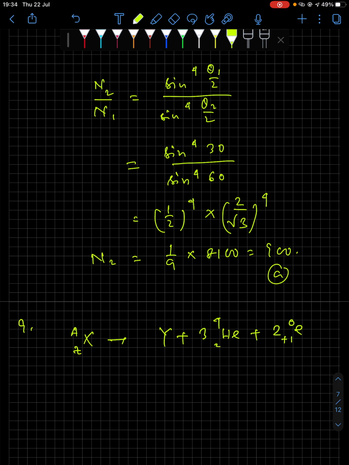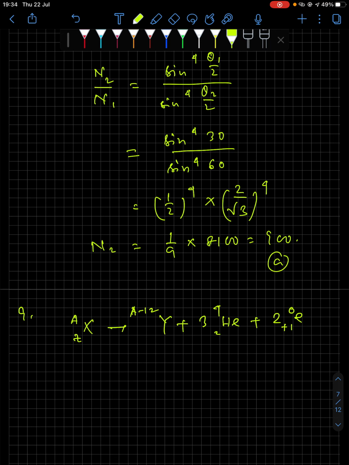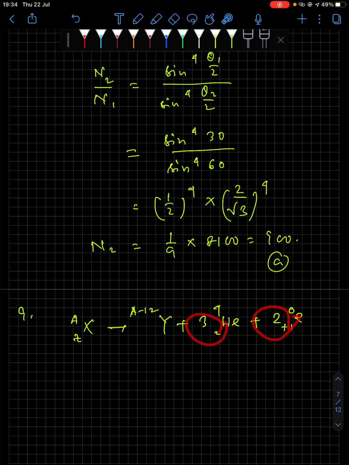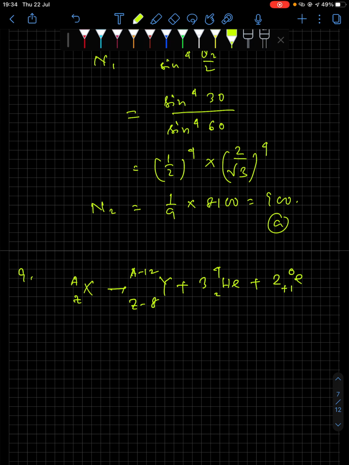So here you see 4 3 12, 2 into 0 is 0. So the daughter should have A minus 12 mass number. Yes. And here in the atomic number, if you see 3 into 2 is 6, and 2 into 1 is 2, right? So 6 and 2 is 8. So the daughter will have Z minus 8 atomic number. Therefore n by Z. Now neutron number, how do you find out?